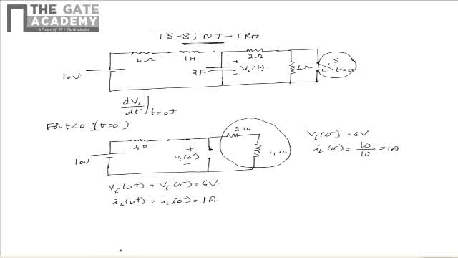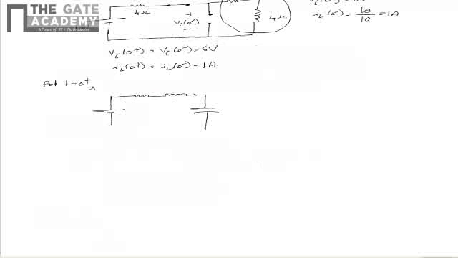Now let us draw the equivalent circuit at t equal to 0 plus, because we need to find dVc by dt at t equal to 0 plus. As the switch is closed at t equal to 0, this 4 ohm resistor gets shorted. Hence the equivalent circuit can be drawn as shown. Please note that at t equal to 0 plus, the current through the inductor is 1 ampere and the voltage across the capacitor is 6 volts.